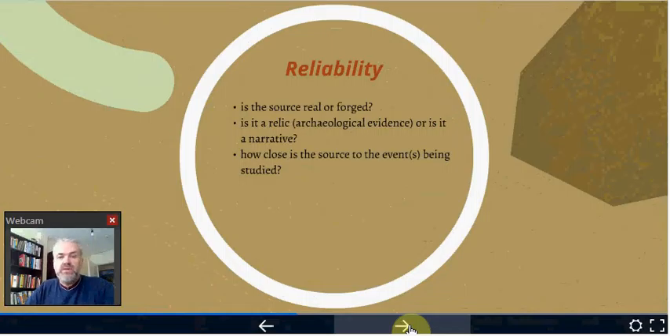The second question we sometimes have to ask ourselves is, is it archaeological evidence? Is it a piece of pottery or a stone temple or some sort of painting? Or is it a narrative? Is it simply a written document? The reason this plays a role in reliability is written documents are more likely to be forged.